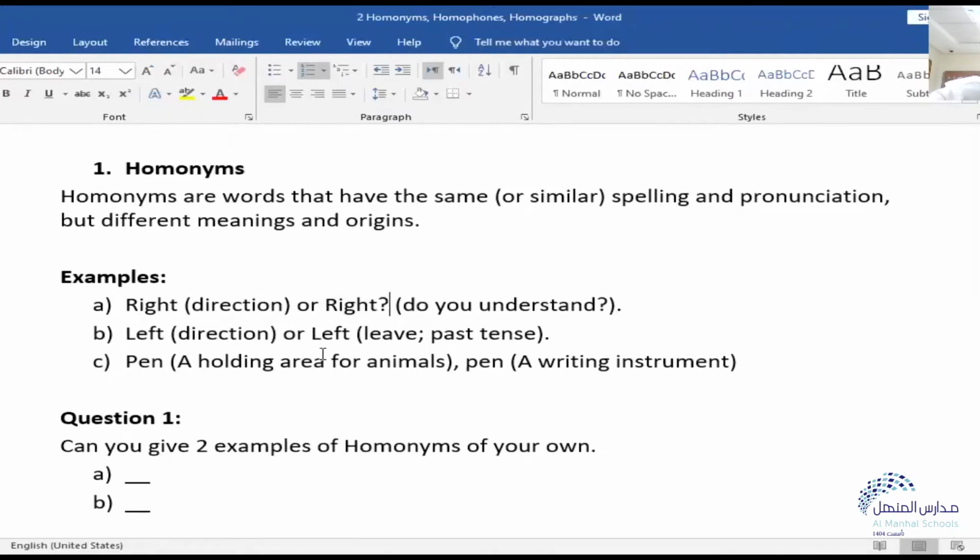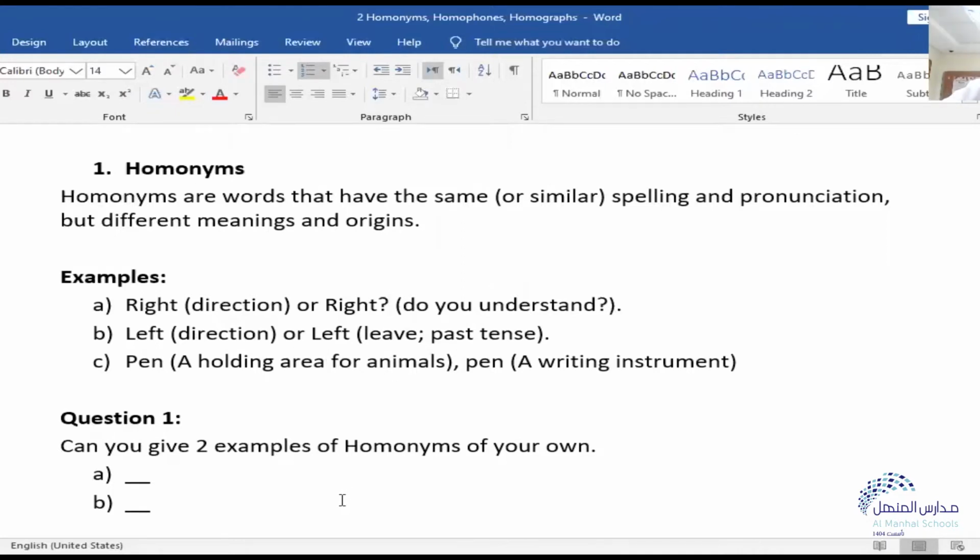Left, again, is one way you turn left, right? In terms of direction, or we say, where is David? Or David has left. In other words, it's the past tense for leave, right? Two different meanings there. The last example is the word pen.